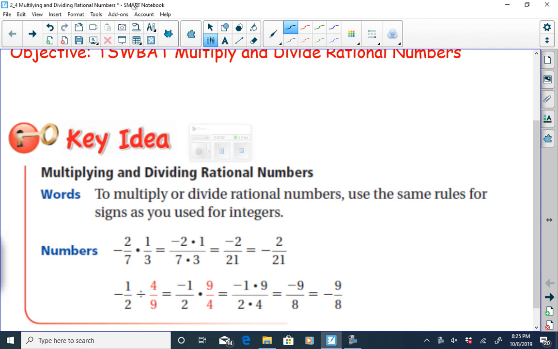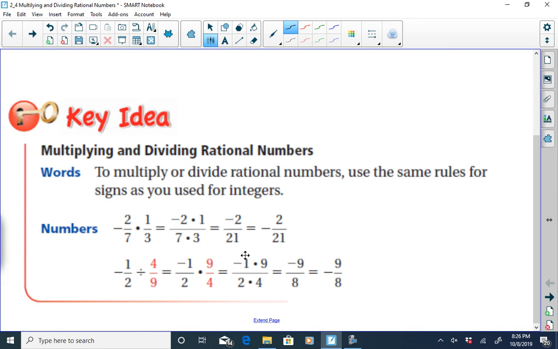Our lesson today is to be able to multiply and divide rational numbers. To multiply or divide rational numbers, use the same rules for signs as you use for integers. Alright? If we take a look at a couple of examples here, right?